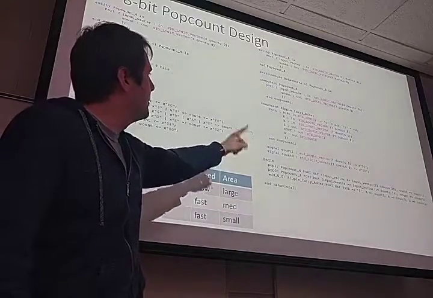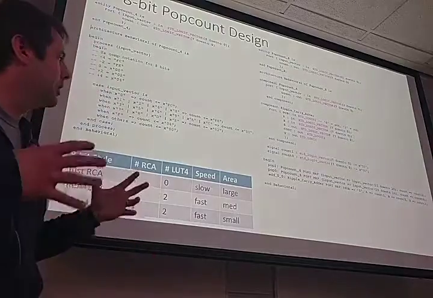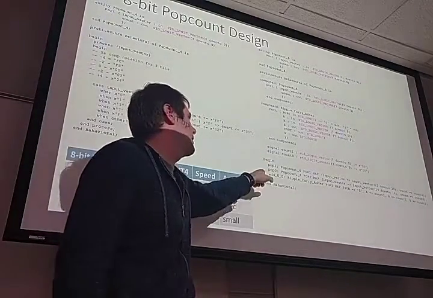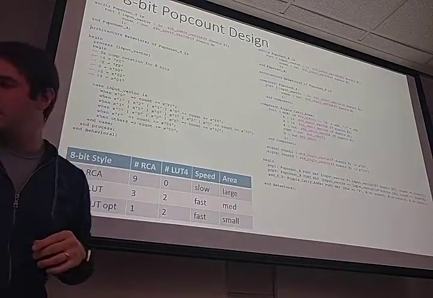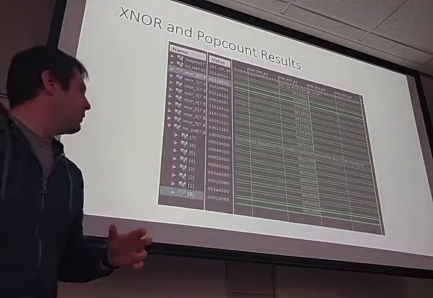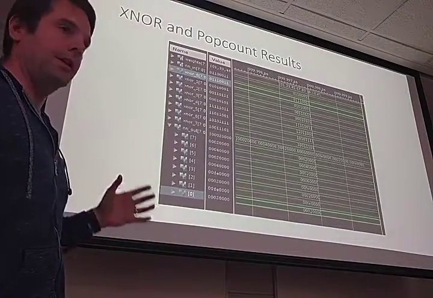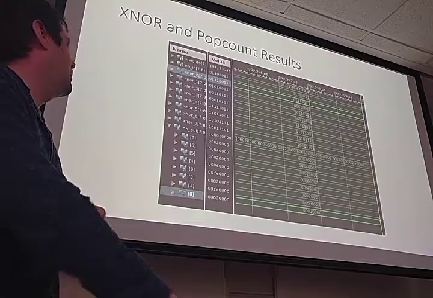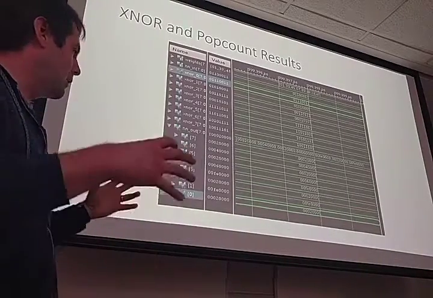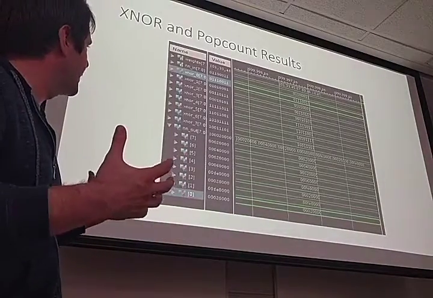And then this is our total pop count block, where we have our 2 lookup tables here, and then the ripple carry adder. So we created a test bench for this. It's just a test bench for the 8-bit pop count. And this has the XNOR functionality built into it as well.